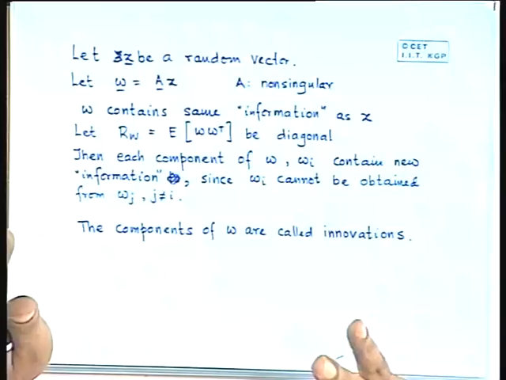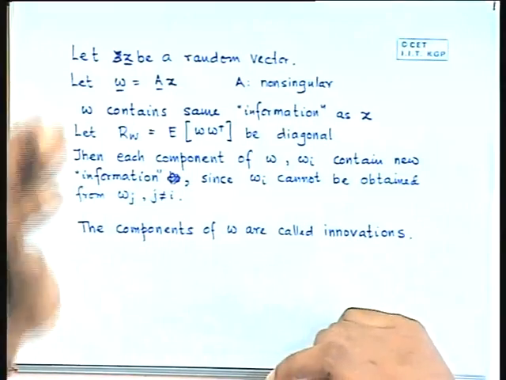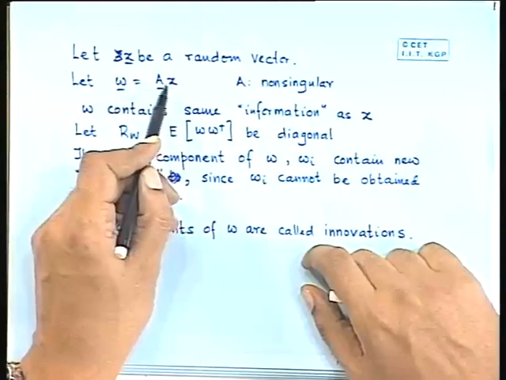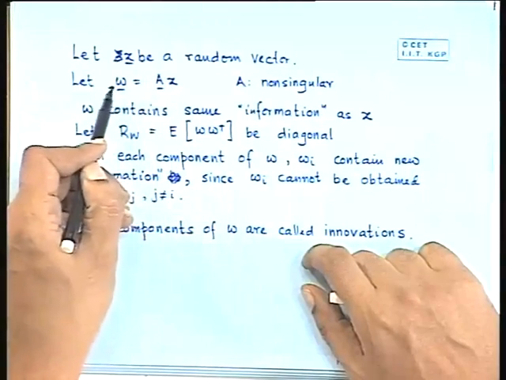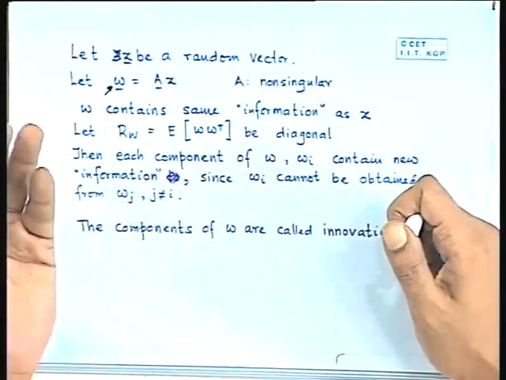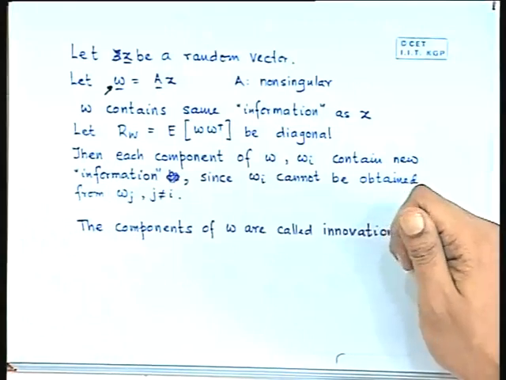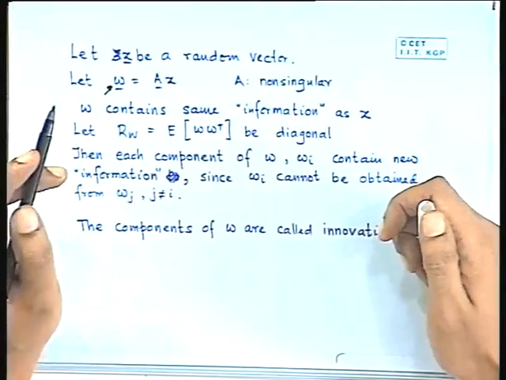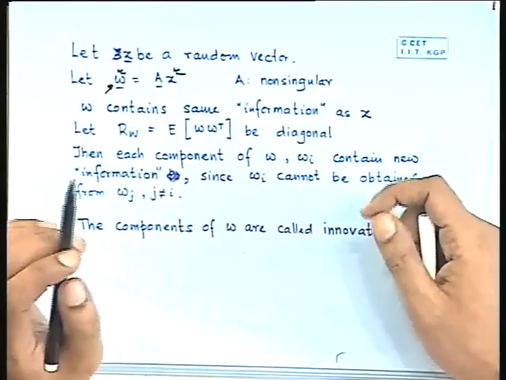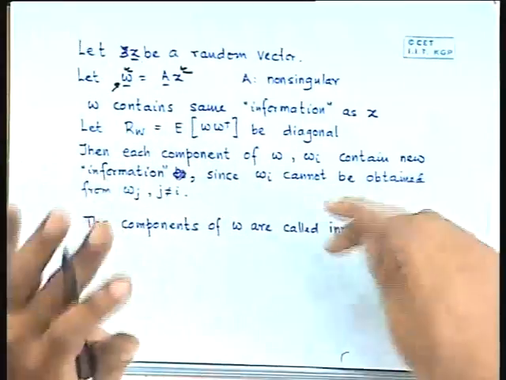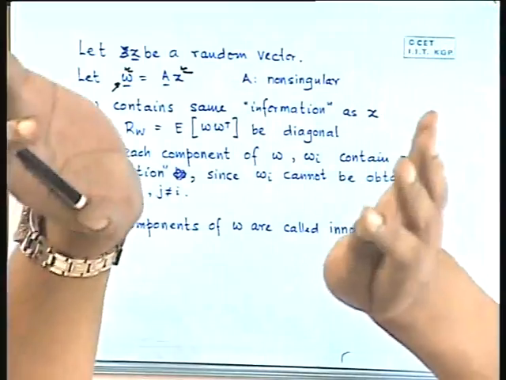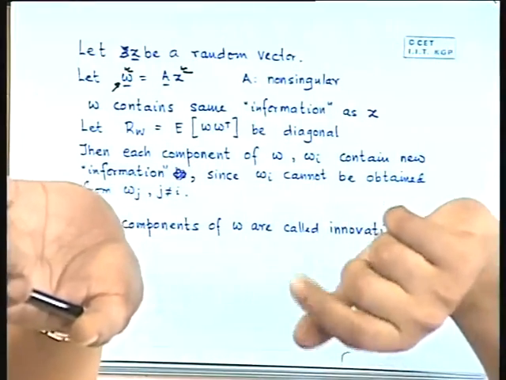Suppose x is a random vector of any length, it has some components x1, x2, and so on. Now suppose by multiplying x by a matrix A, I can generate a vector W. One vector multiplied by a matrix will give me another vector, right. Now in a sense these W's have been generated from x, so there is nothing new. Whatever information is there in x you have used to generate W. So W contains the same information as x, you can say.